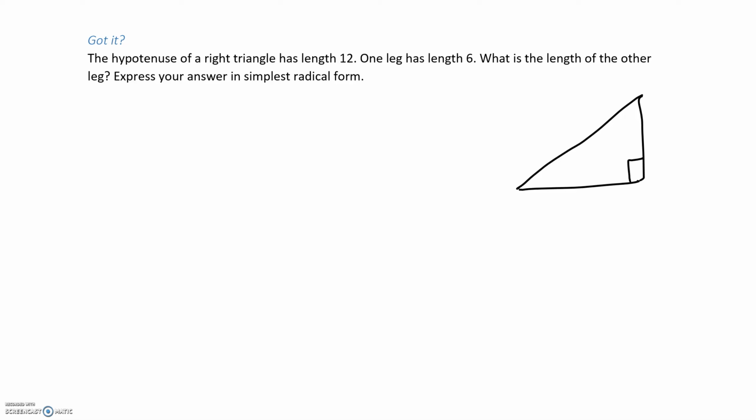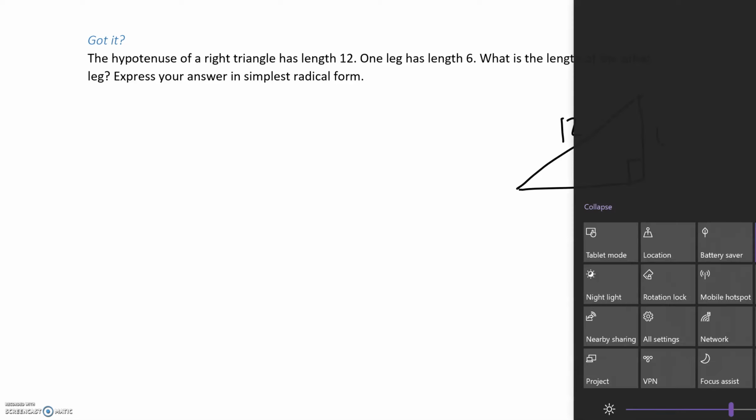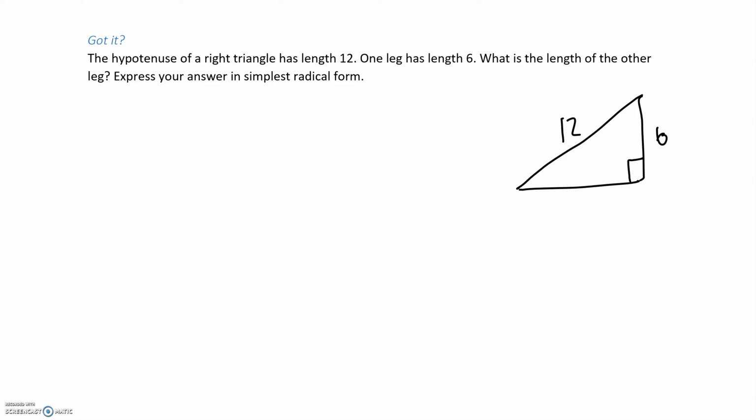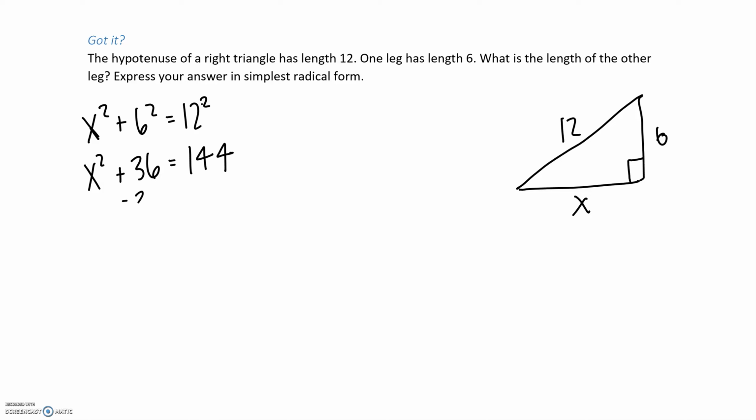Okay, so if we have our right triangle, we know that the hypotenuse is going to be 12. We know that one of our legs is going to be 6. So our other leg is just going to be x. So we're going to have x squared plus 6 squared equals 12 squared. So that leaves us with x squared plus 6 squared, which is 36, equals 12 squared, which is 144. So when we subtract 36 from both sides, that gives us x squared equals 108.